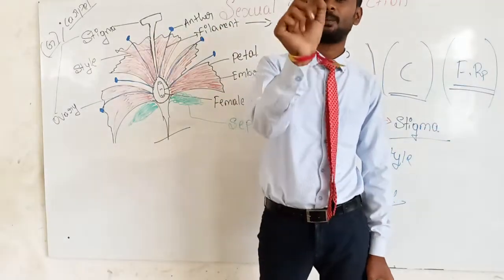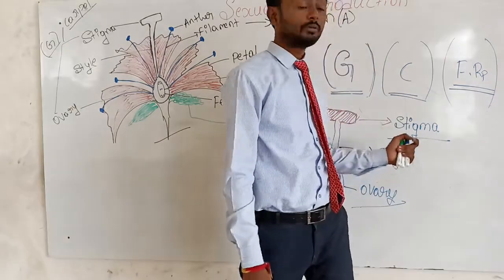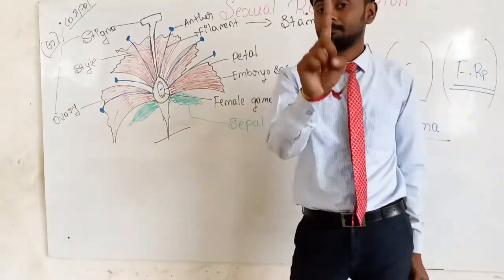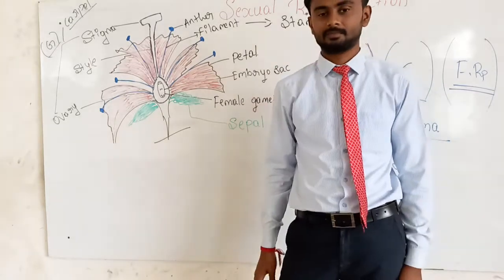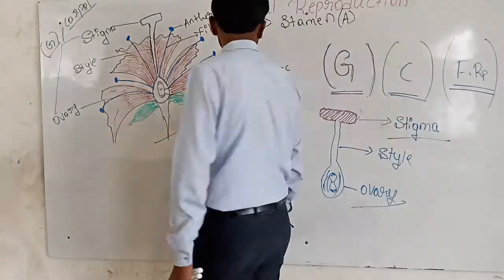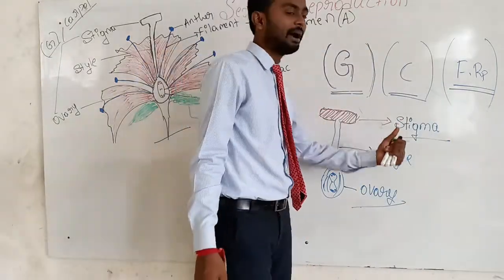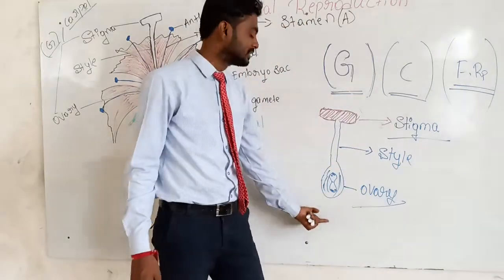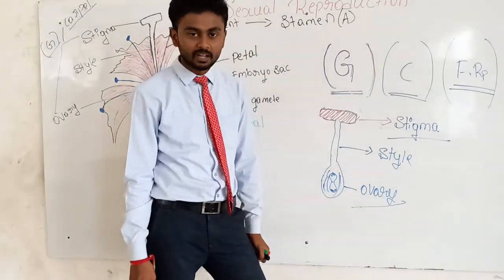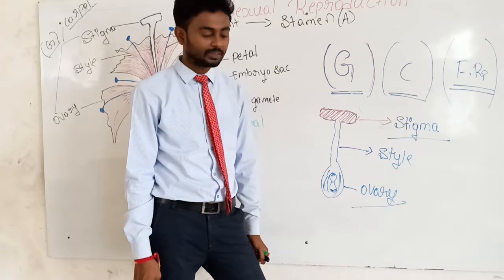Only one female reproductive part is present in the flower, and that female reproductive part has three parts. One is the stigma, another one is the style, and the last one is the ovary. Clear all of you? Yes.